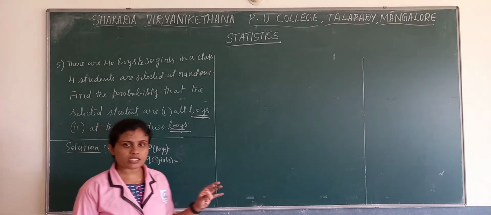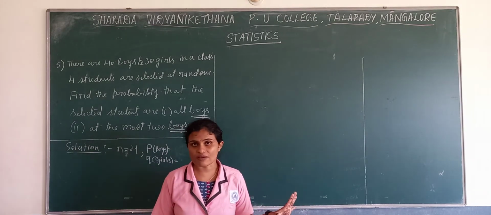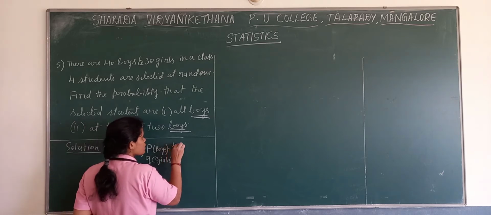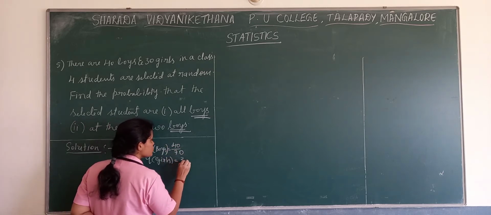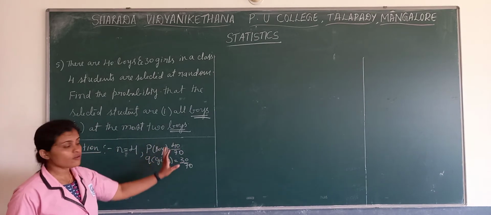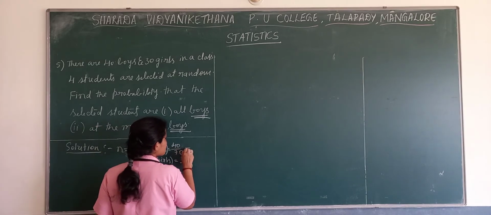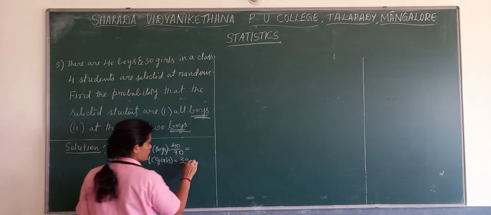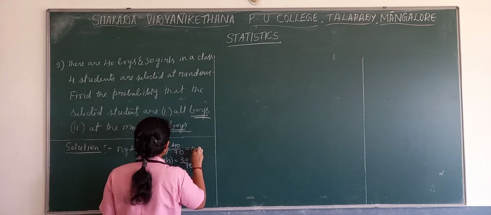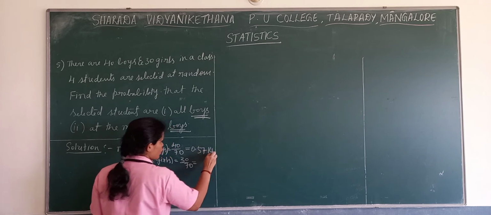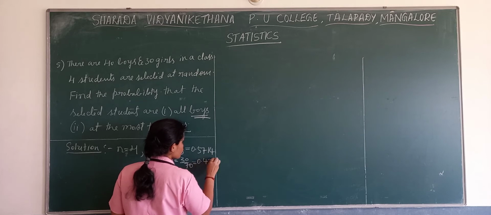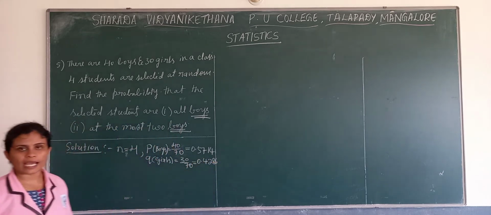The total number, what is the total number in that class? Total number is 70. 40 plus 30 is 70. Out of 70, 40 are boys and 30 are girls. We can take the problem in this format itself, or else we can convert. It is better to convert into decimal form in order to calculate. So 40 by 70, we get 0.5714, and 30 by 70 for girls we get 0.4286. So this is about our p and q.